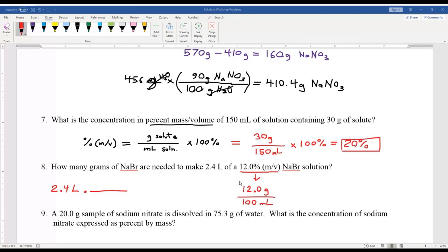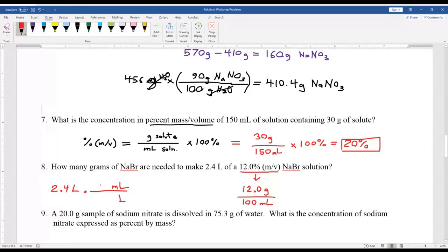Convert to milliliters, exactly. Because this percent, mass volume percent, is for milliliters, not liters. So I have to convert the liters to milliliters. I'll put liters on the bottom, so it cancels, and milliliters on top. And how many milliliters are equal to a liter? 1,000. There are actually two ways to do this.